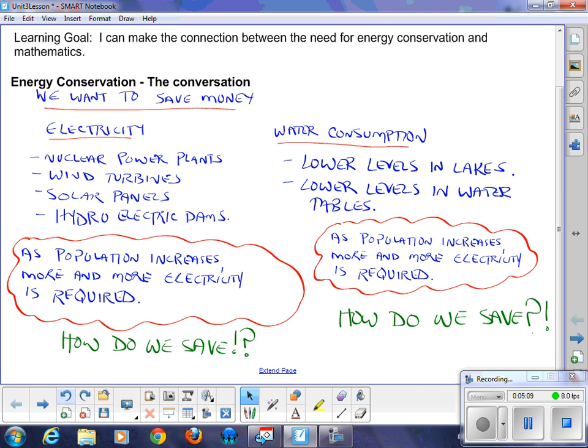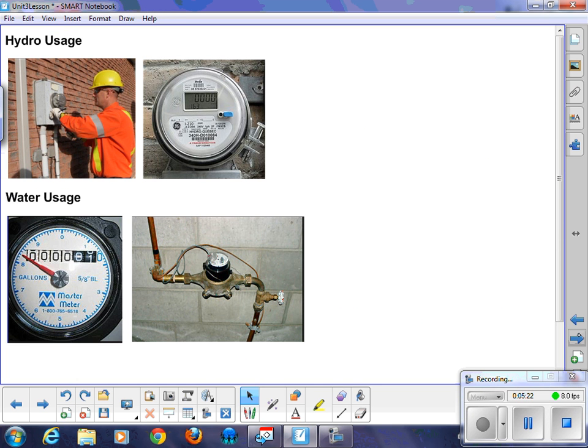Why is that important? Because as you get older, you start getting your own apartment, your own house, and you will want to save money because things cost money. If you want to do cool stuff, you need to have the money to do it. So this is one area you can think of. Hydro usage: you've probably seen the hydro workmen around. They've gone to virtually every house in Ontario and installed what we call the smart meter. The smart meter.